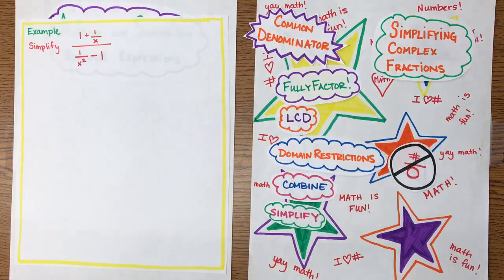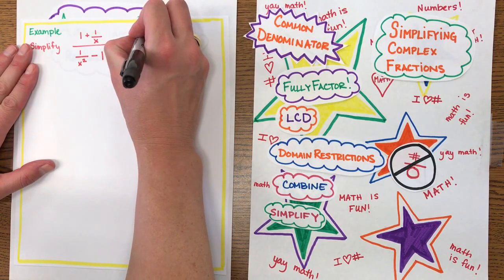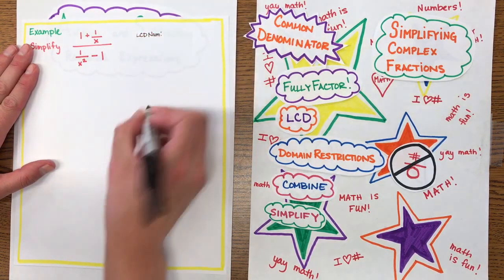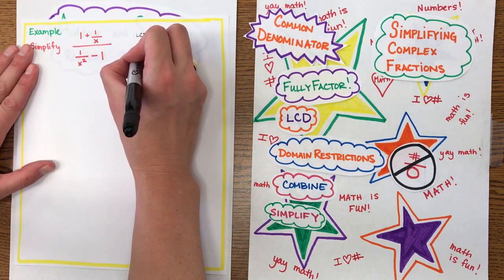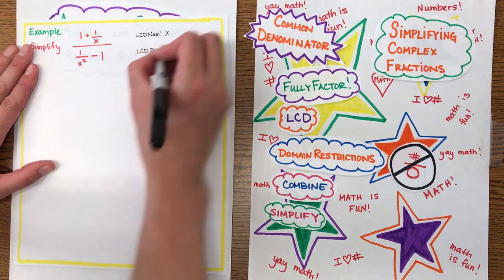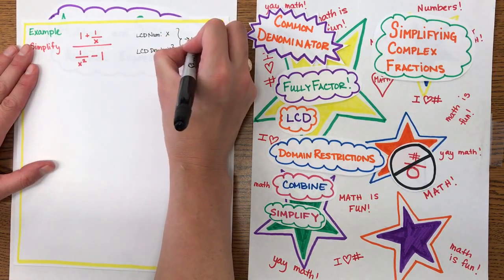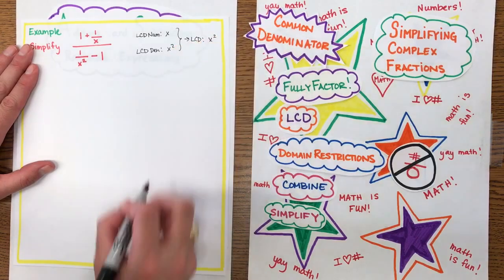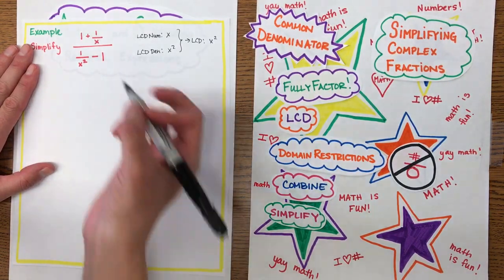But when I look at this example, I'm asked to simplify 1 plus 1 over x, all over 1 over x squared minus 1. So the way we worked through this, we found the least common denominator of the numerator, and we found that to be just x. The denominator here is 1, the denominator there is x. The least common denominator of the denominator is, I have an x squared and a 1. So now the least common denominator overall is just going to be x squared. So I'm finding the least common denominator of those two things.